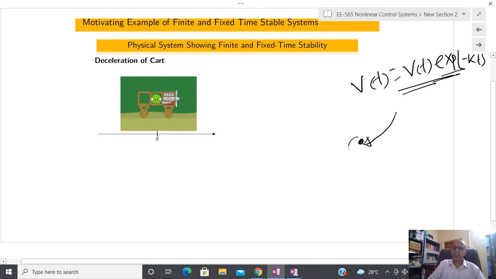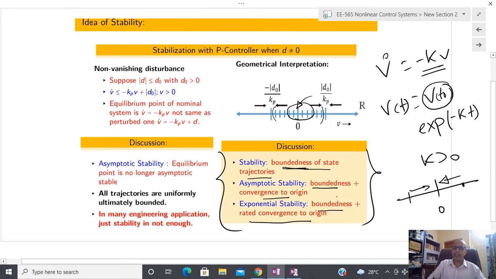So always I have some kind of asymptote here, and due to that reason you are able to see that exponential stability also implies asymptotic stability. Asymptotic stability also implies stability, but in the other way I cannot tell. If something is stable, then I cannot directly claim that it is also asymptotically stable. But if something is exponentially stable, I can claim that it is also asymptotically stable or stable.